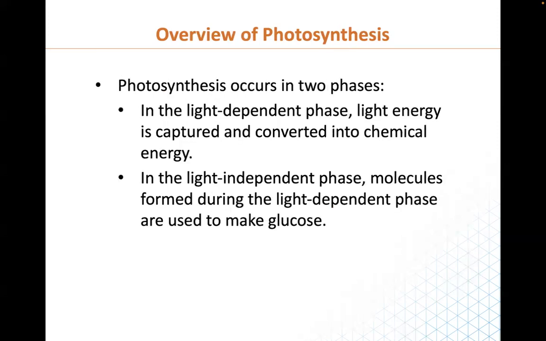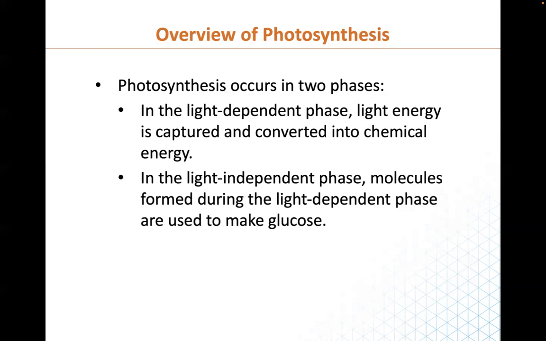Now, let's talk about the phases involved in photosynthesis. Photosynthesis happens in two phases. One of these phases is called the light-dependent phase, so it depends on light. That is why you call it the light-dependent phase. In this phase, light energy is captured and converted into chemical energy. This is a unique thing that happens in the light-dependent phase.